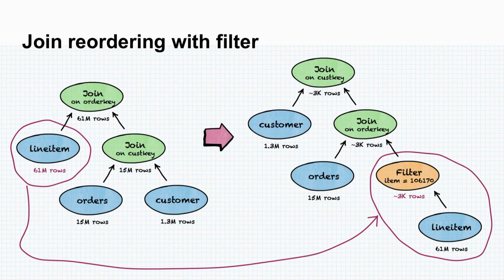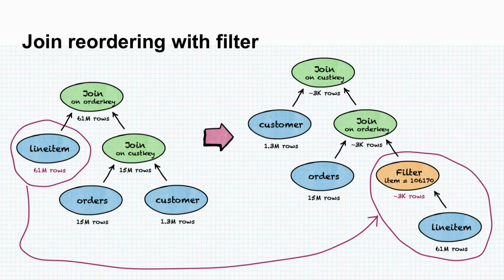So we made this determination: yes, line item is the largest table, so we'll join it last. Great, right? But what if there are filters, which is usually the case in your SQL statements? It turns out that your large table may actually become pretty small if you have selective filters on it, and that completely changes the whole decision process. Because line item is now much smaller. It's actually the smallest of all the three relations taking part in this query.